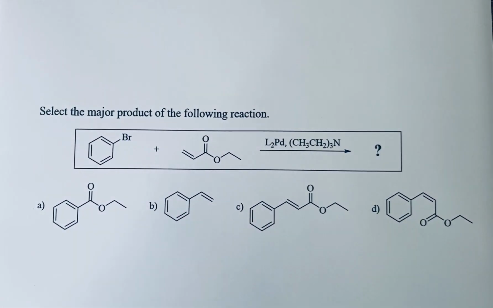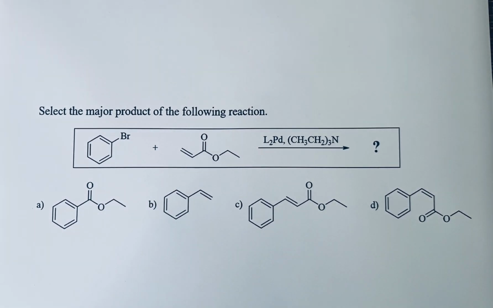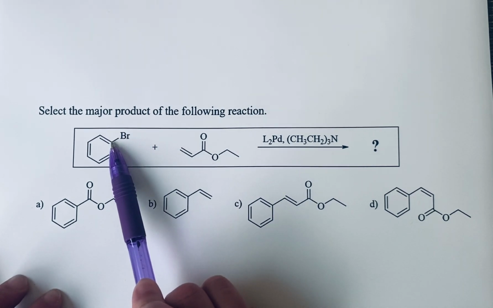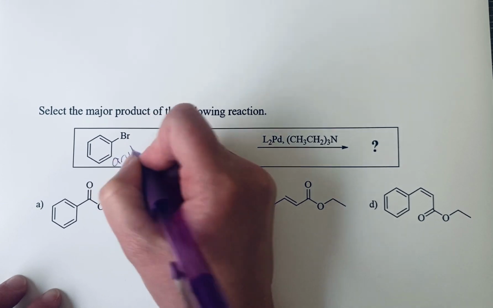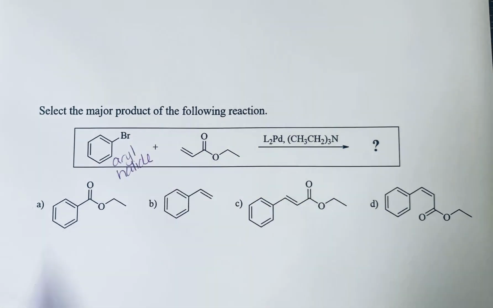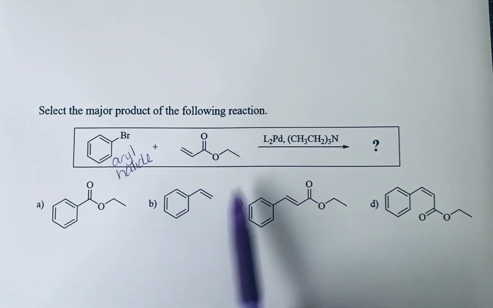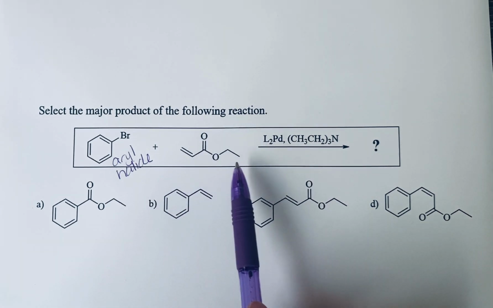Select the major product of the following reaction. So if we look at our starting materials, the first thing we'll see here is bromobenzene. This bromine is directly attached to a carbon atom of the benzene ring. So this is known as an aryl halide, specifically a bromide, but this could also be something like chlorine or iodide. And then if we look at our next reagent, we've got this terminal alkene and we've got an ester.